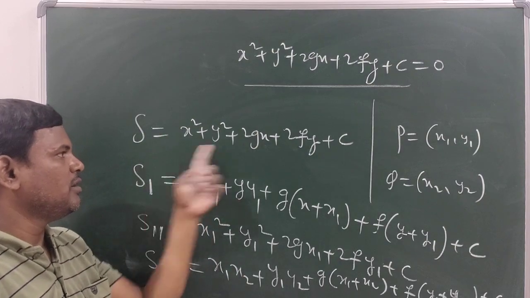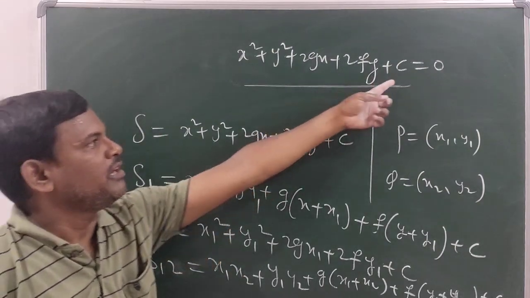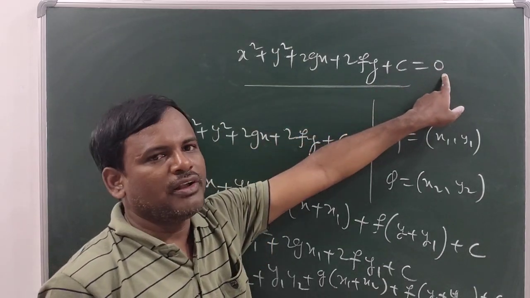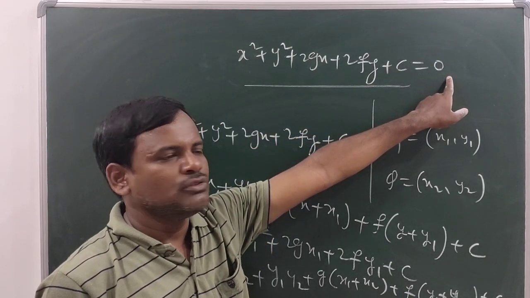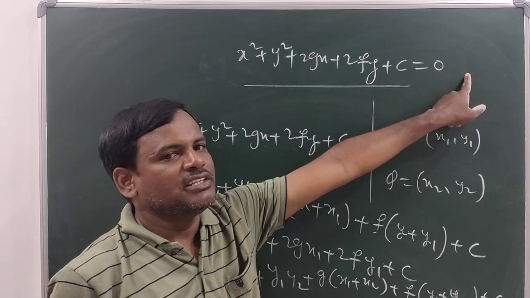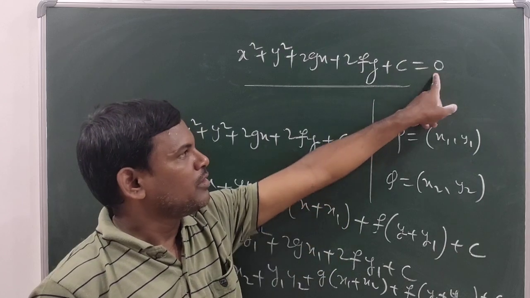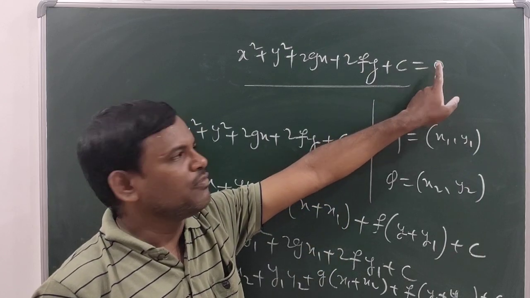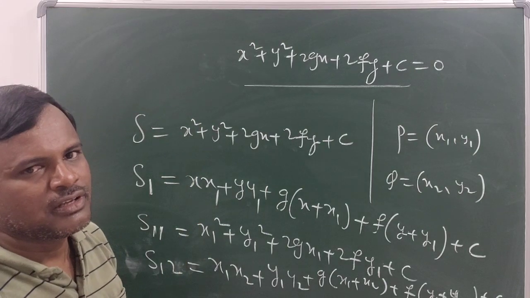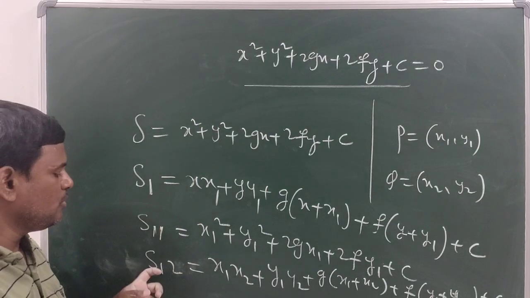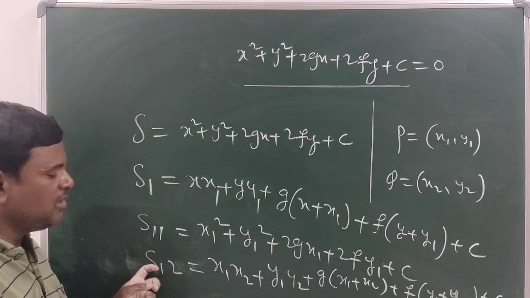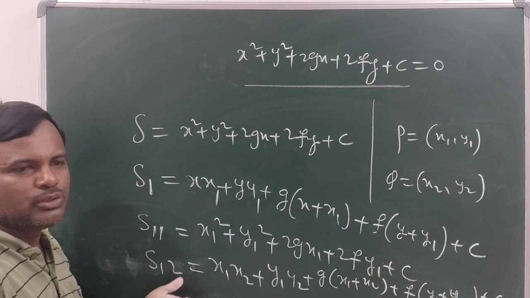Here S has been taken from the left side of this equal symbol. So if any RHS terms are given, make sure to transfer the right side terms to the left side so that we can make RHS as 0. After making RHS as 0, the left side must be taken as S. Okay, next S1, S11, S12 and S2 also you know how to write.